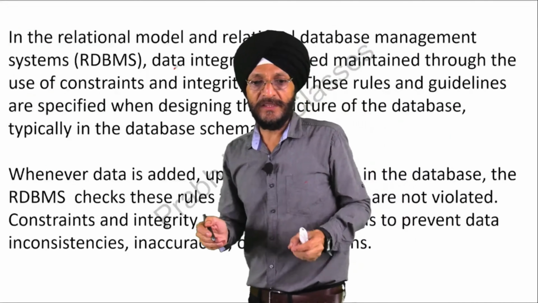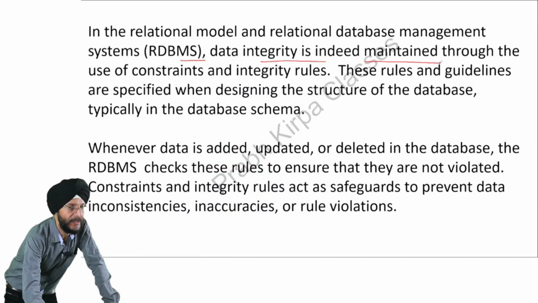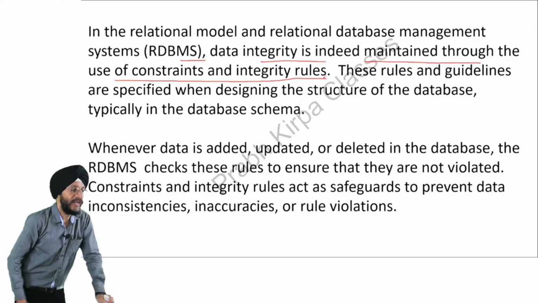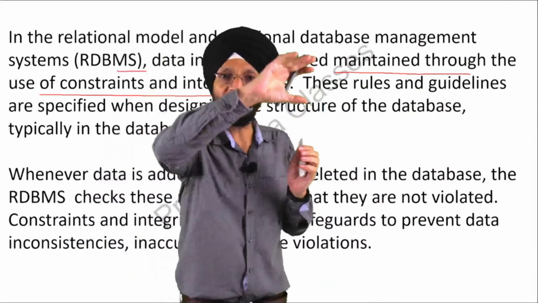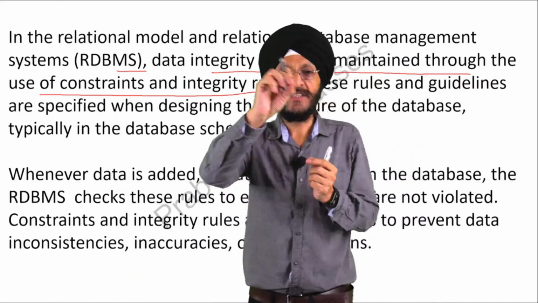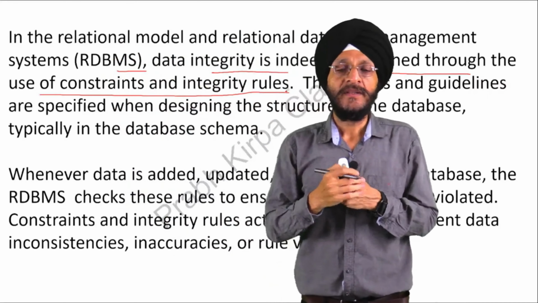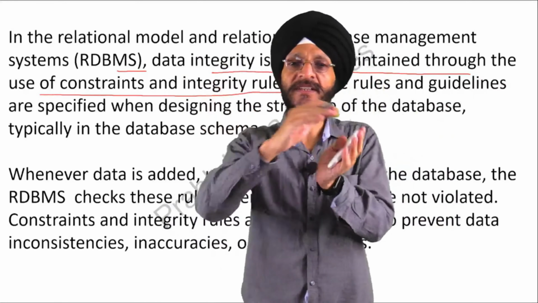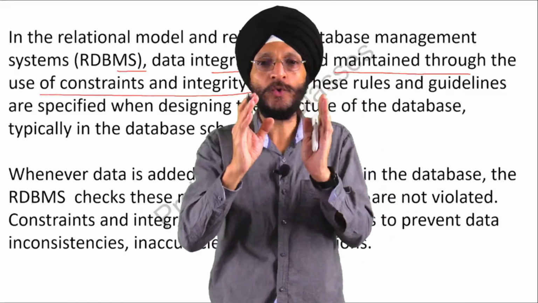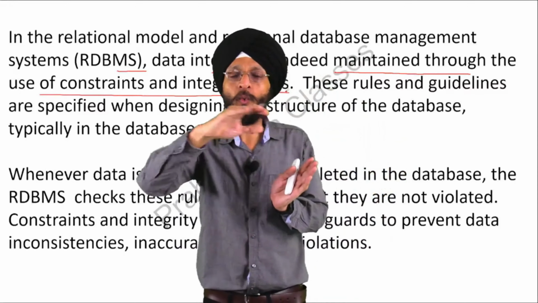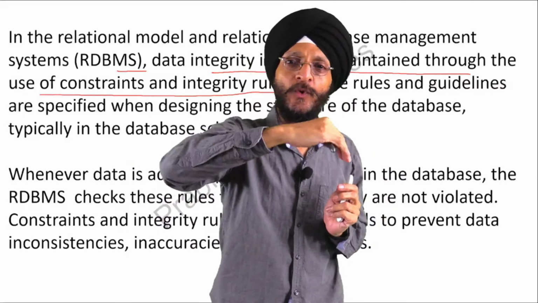In the relational model and relational database management system, data integrity is indeed maintained through the use of constraints and integrity rules. If you travel on a road in your car, you might have seen traffic lights or various types of traffic signs. For what purpose are they there? These types of traffic signals or other types of signs which appear to us on the roads are there to ensure that there are no accidents and the general public is in a position to safely commute from one place to another.